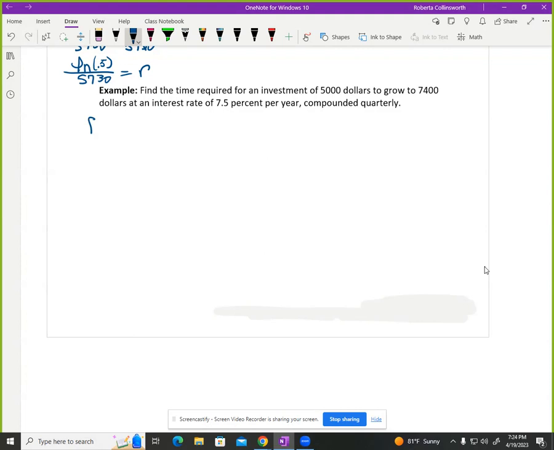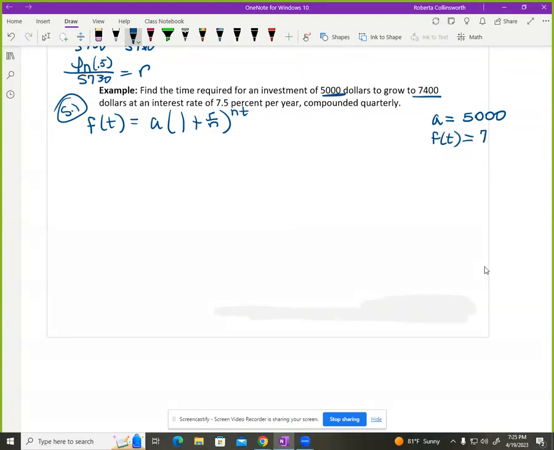So we used this formula previously, so I'm going to write it down. This is not continuous compounding, so we have to use this one. And we did this in 5.1. So let's write down everything we know. I'm going to write it over here. A is our initial amount. Find the time required for an investment of $5,000. So our initial amount is $5,000. I want it to grow to 7,400. So F of t is 7,400.